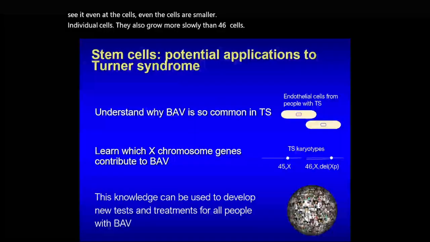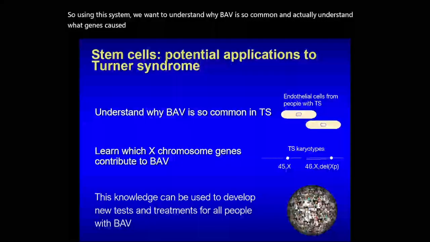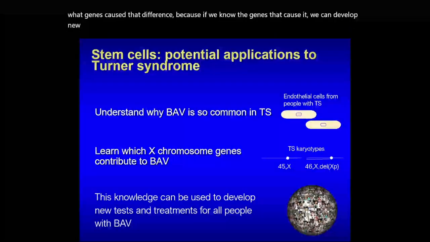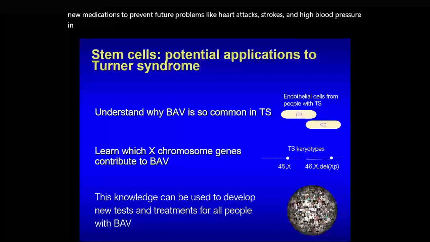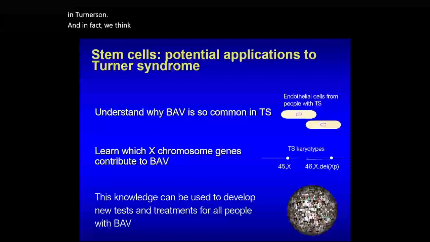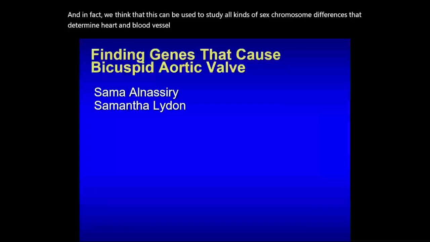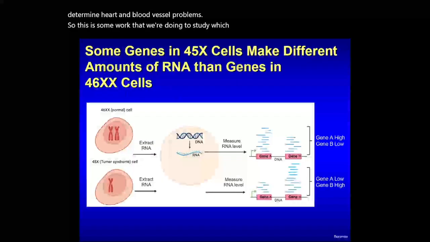So, using this system, we want to understand why BAV is so common and actually understand what genes cause that difference. Because if we know the genes that cause it, we can develop new medications to prevent future problems like heart attacks, strokes, and high blood pressure in Turner syndrome. And in fact, we think that this can be used to study all kinds of sex chromosome differences that determine heart and blood vessel problems. So this is some work that we're doing to study which genes might be responsible.